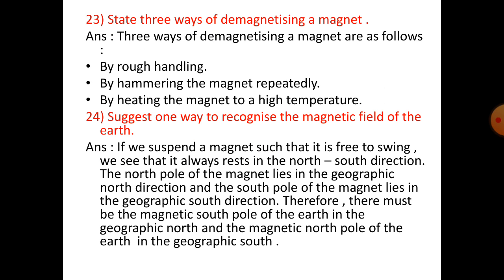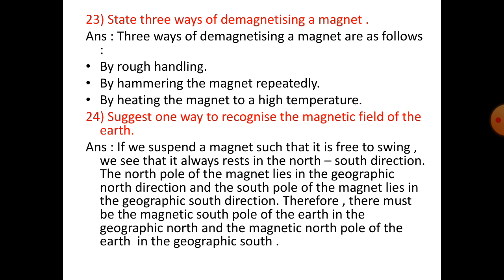Number 23. State three ways of demagnetizing a magnet. Three ways of demagnetizing a magnet are as follows. By rough handling, by hammering the magnet repeatedly, by heating the magnet to a high temperature.